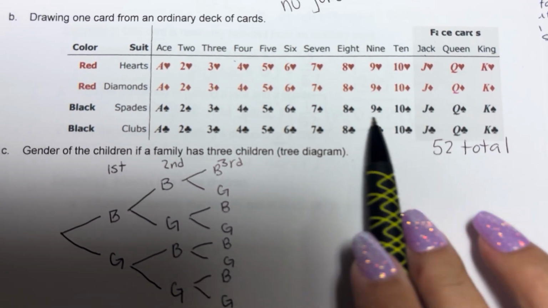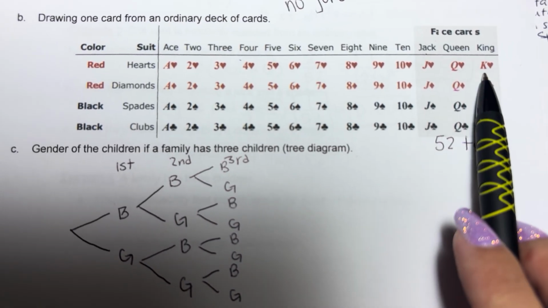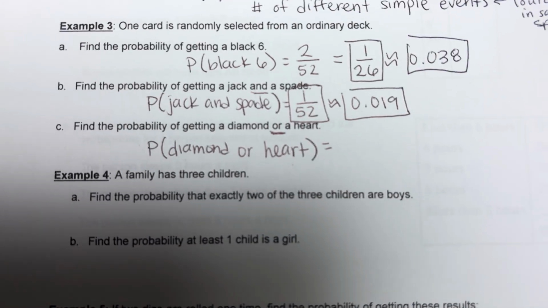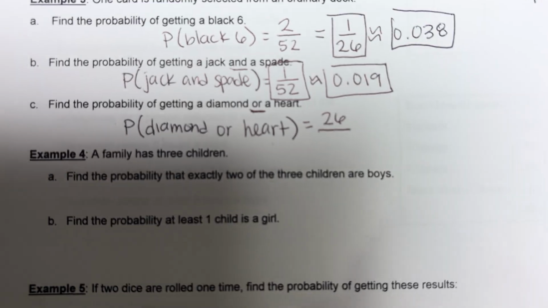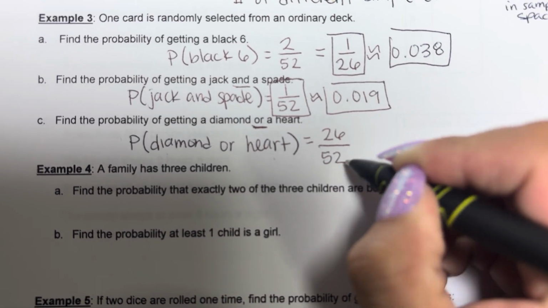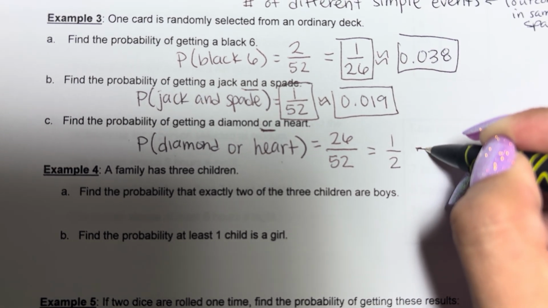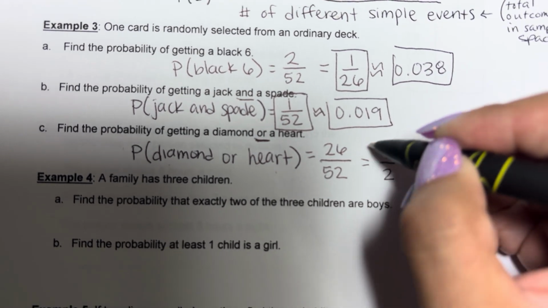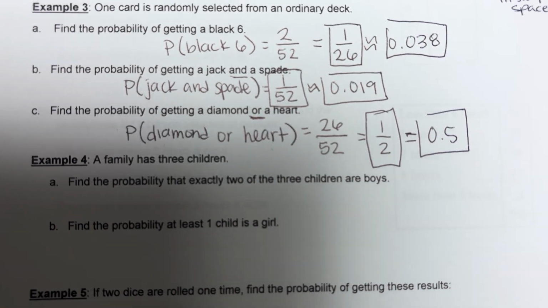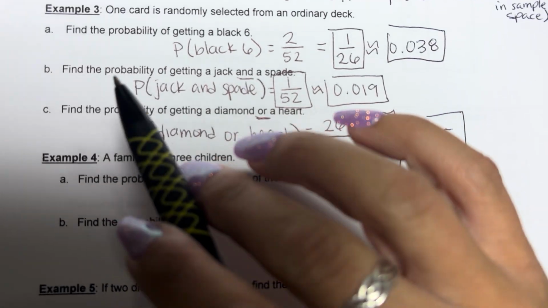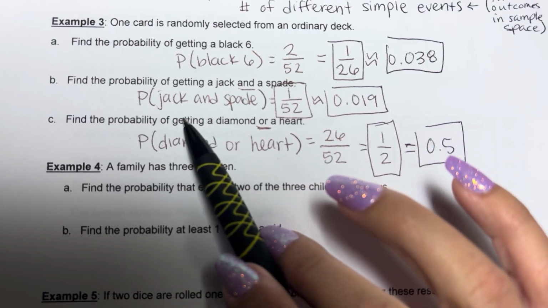So how many diamonds do we have? Be 13. Or a heart. How many hearts do we have? That would be 13 as well. So diamond or heart, that would be 26 options out of 52 total. Okay, so if we simplify that, that's going to be 1/2 or 0.5. Okay. So there's a 50-50 chance of you drawing a card and getting a diamond or a heart. Okay, there's only a 1 in 52 chance of you drawing one card and getting a jack and a spade.